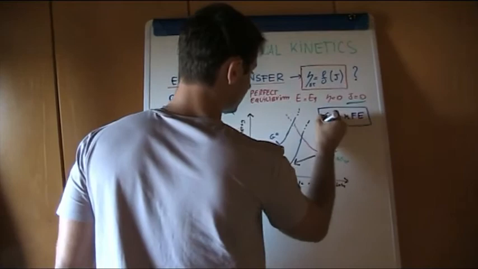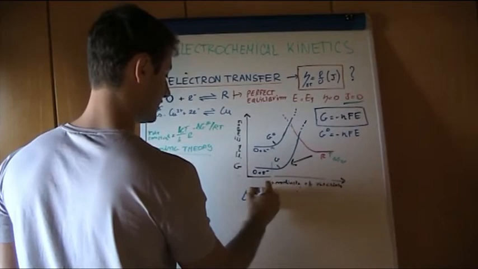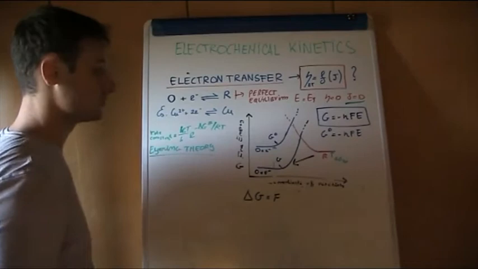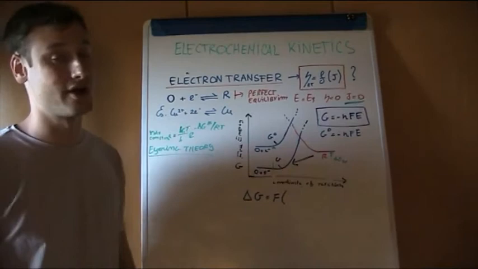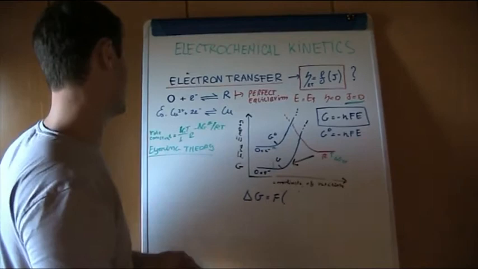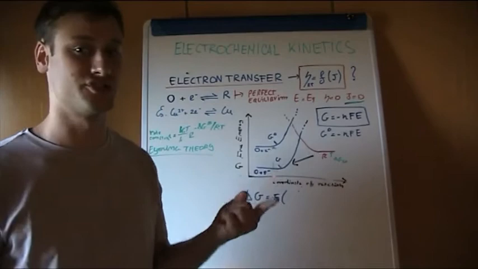And knowing that this is also equal to this, we can say that this difference in the free energy is equal to, imagine that n is equal to 1, in order to simplify the computing. In this case it's not equal to 1, it's equal to 2, but now we are imagining n equal to 1 in order to simplify. It could be any classical reaction, for instance vanadium reduction, where for each single mole of reagent we have one mole of electrons exchanged. We have E minus E0.